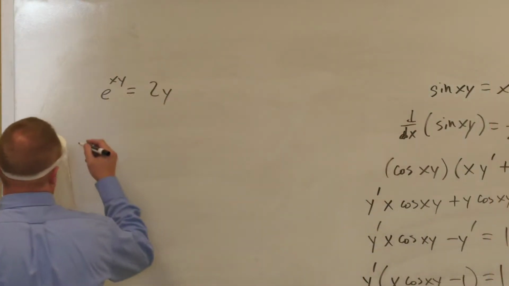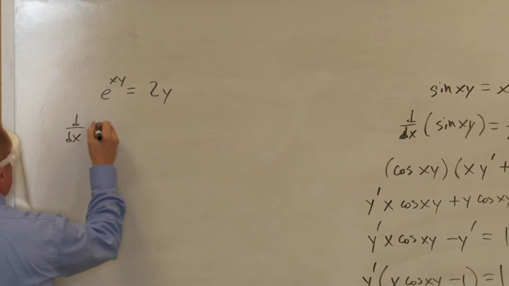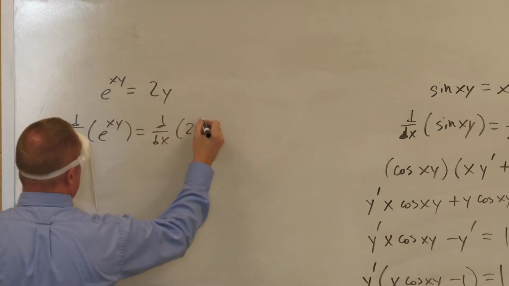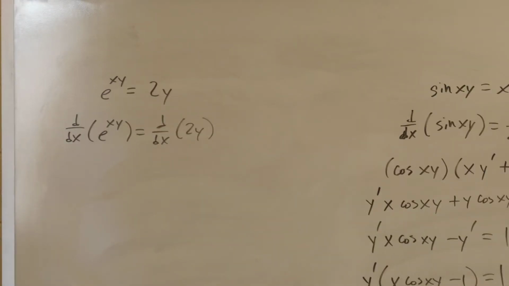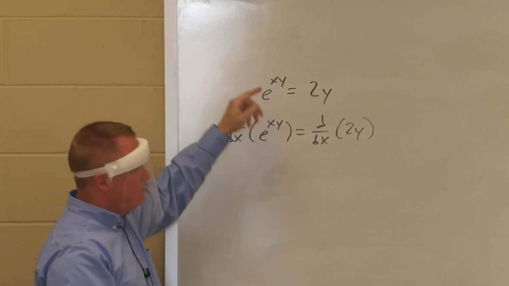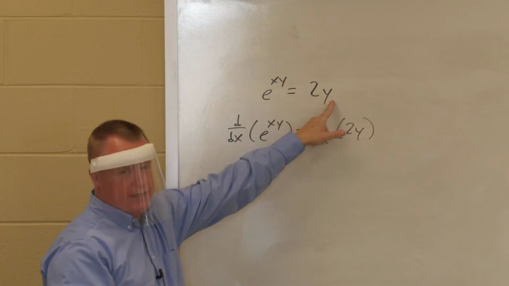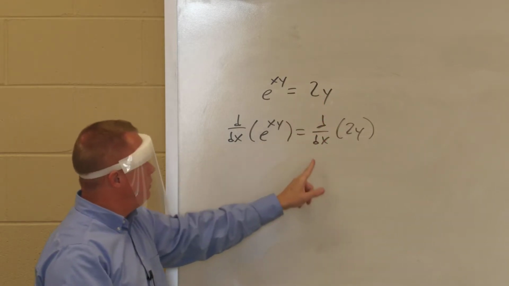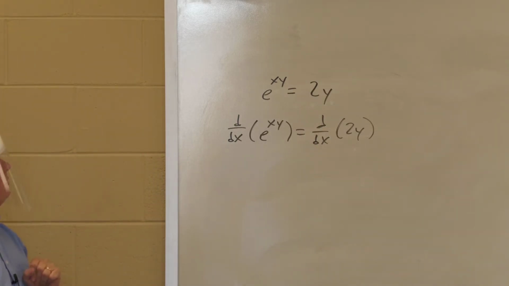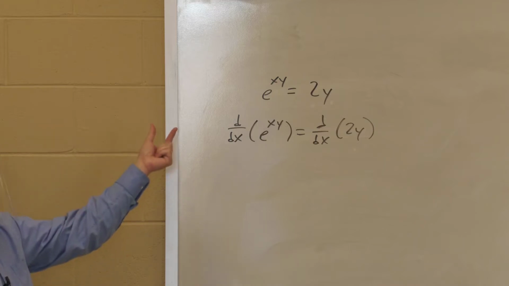Okay, so take the derivative with respect to x of both sides. Notice what we're saying here. This line is really not equivalent to that one. We're just saying that if e to the xy is equal to 2y, then that means the derivative of e to the xy should equal the derivative of 2y. So we're finding the derivative, but we're just saying that the derivatives of the two are equal if those two are equal to start with.